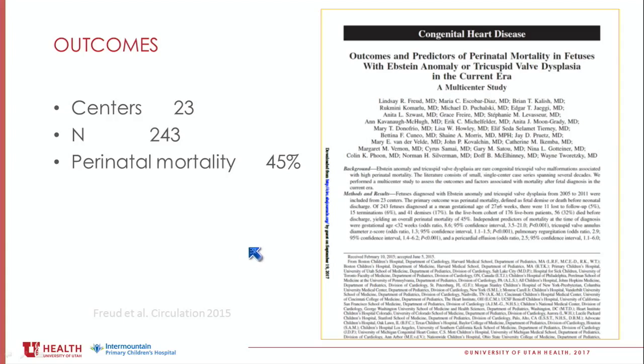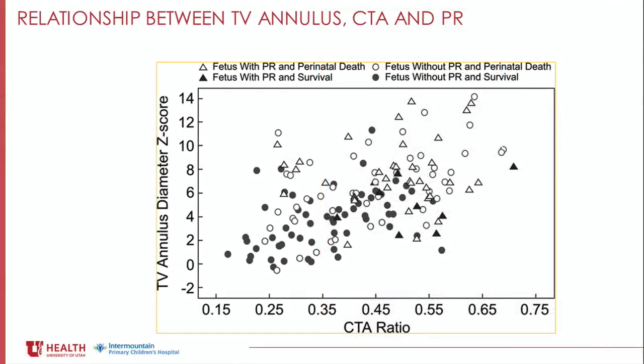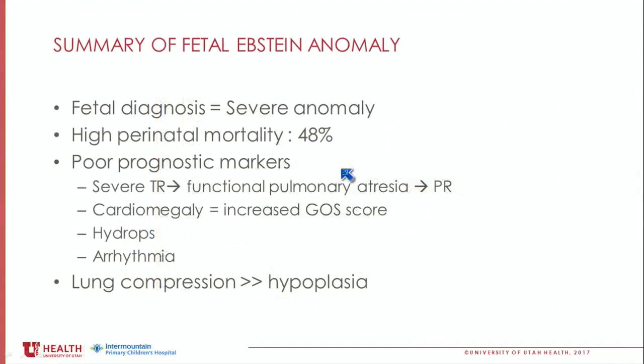There was a paper a few years ago, multi-center, looking at these, so 23 centers, 243 patients. The perinatal mortality was 45%. And of those, the patients that had the highest CT ratio, the biggest tricuspid valve annulus diameter, were the ones that didn't survive. So those are the patients that do the worst. But those deaths are also sprinkled all over the place. So these patients really don't do that great.